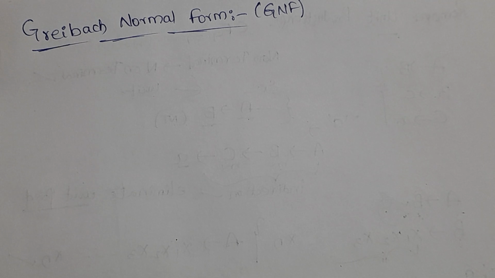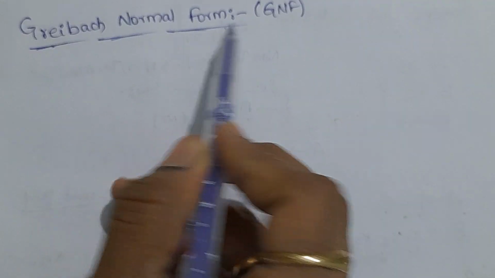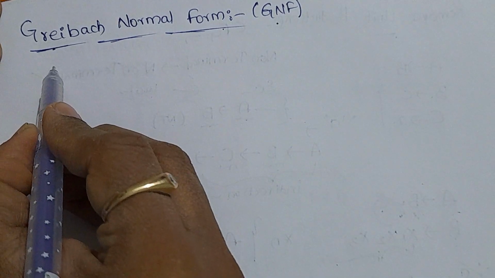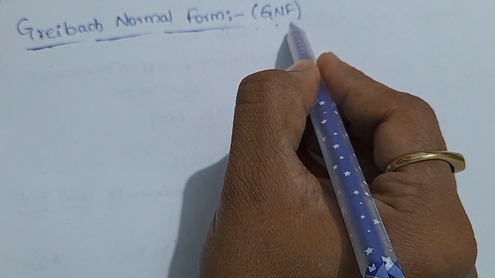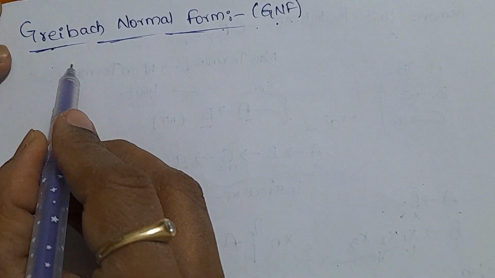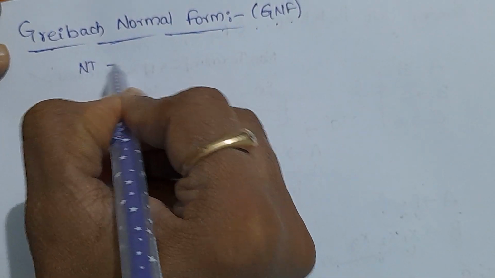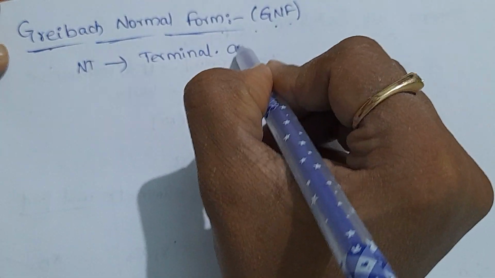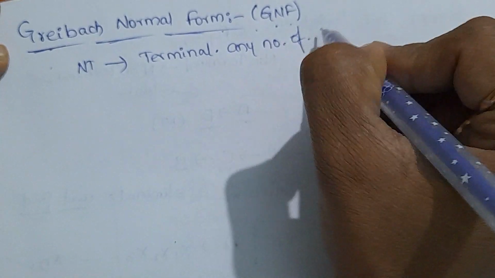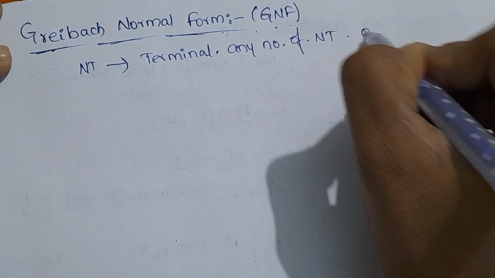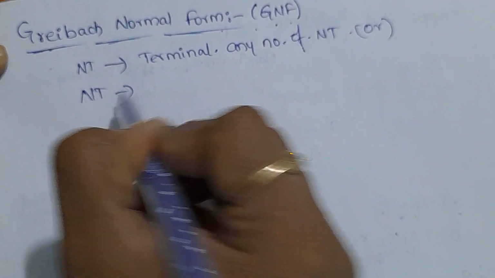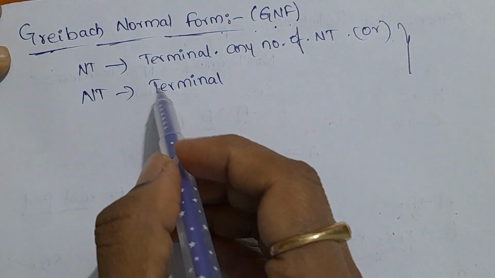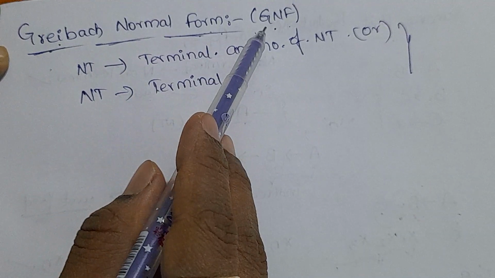Now in this lecture we are trying to learn Greibach Normal Form, which is nothing but GNF. If a production is of form GNF, it means that each and every production is of the form non-terminal tends to a terminal followed by any number of non-terminals, or else non-terminal tends to a single terminal. So either of these forms will be accepted by GNF.